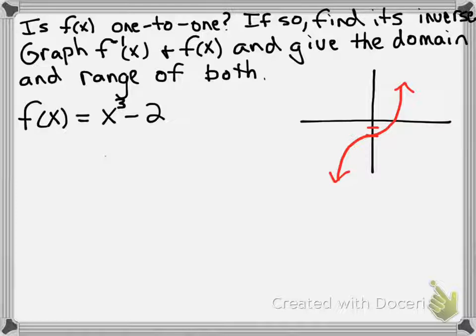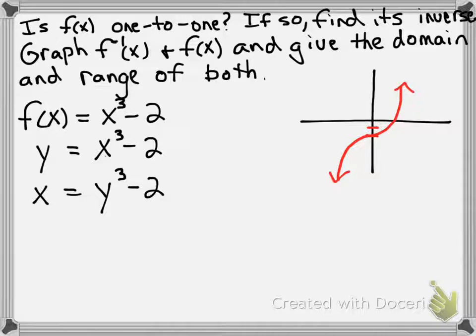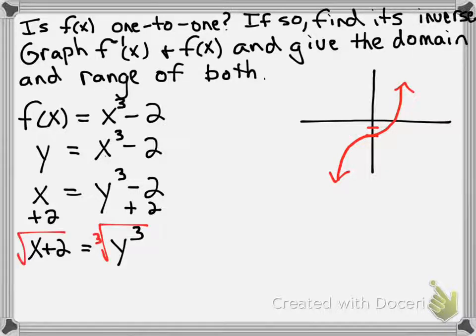To find its inverse, we exchange the f of x for a y. We switch the x and the y, so that's going to be x equals y cubed minus 2. Solve for y, so I'm going to add 2 to both sides. It's going to give me x plus 2 equals y cubed. To get rid of the cube on the y there, I'm going to do the inverse of that, which is a cube root.